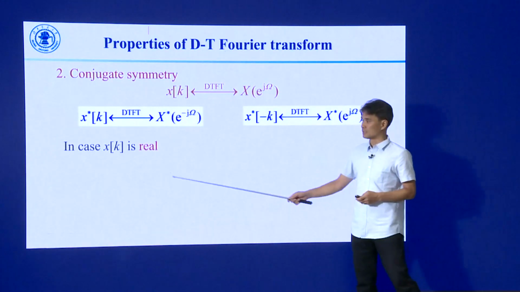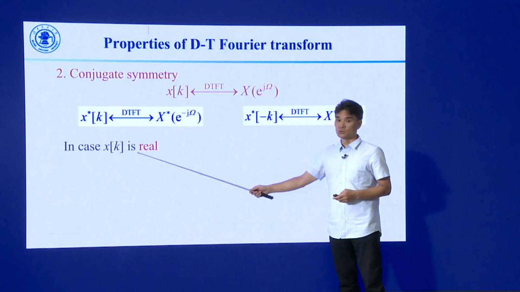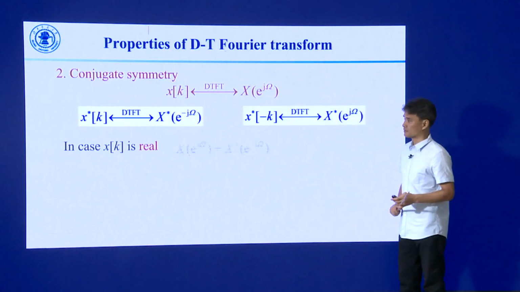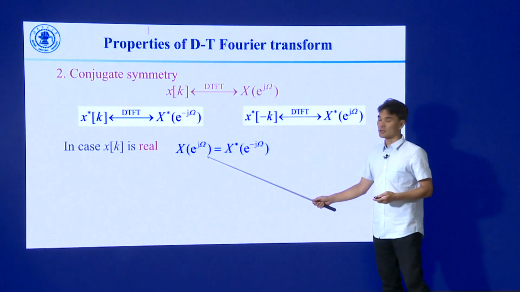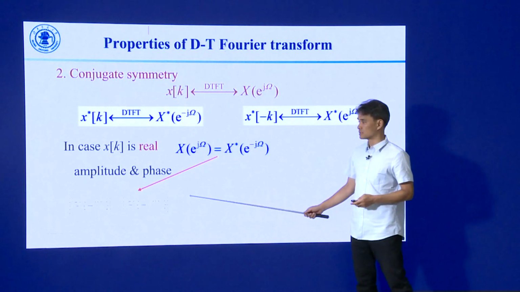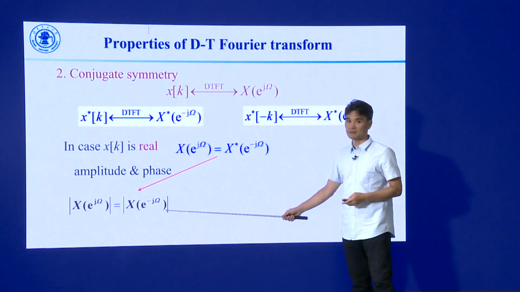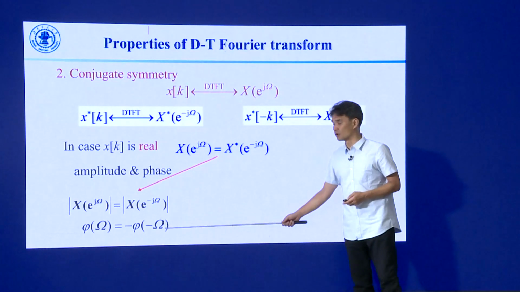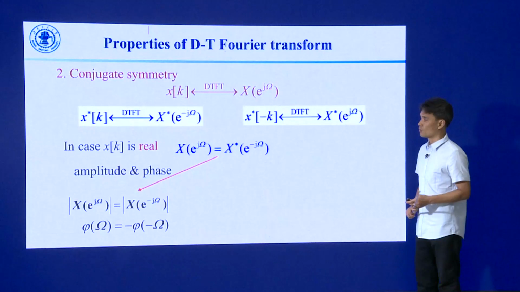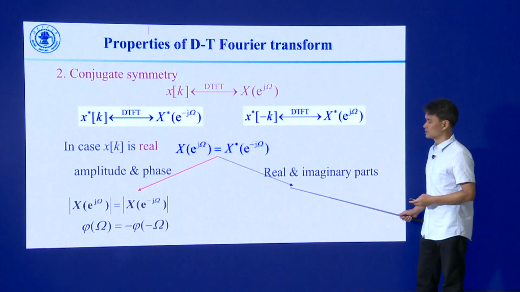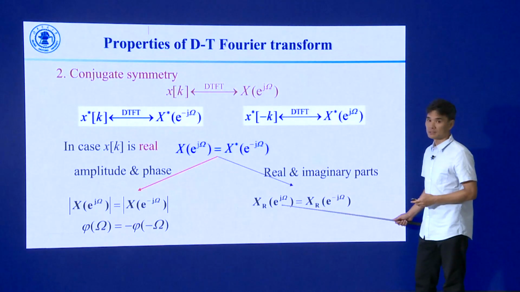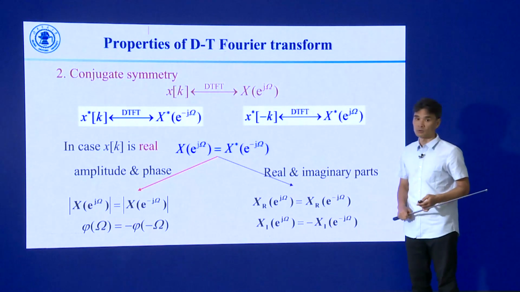And if the sequence is a real function, then we can further have this valid. Or in other words, the amplitude spectrum will be an even function, while the phase spectrum will be an odd function. Or we can break them into the real part and the imaginary part. The real part will be even, while the imaginary part will be odd.